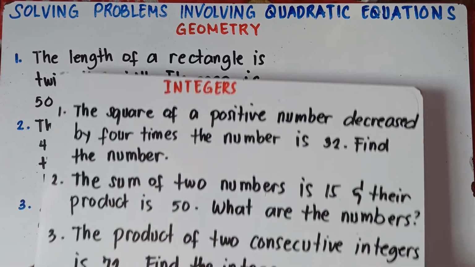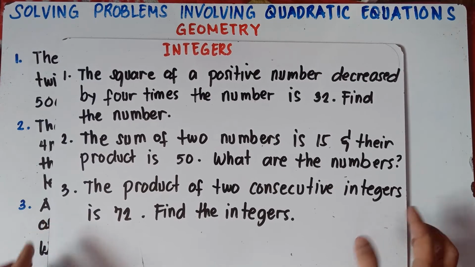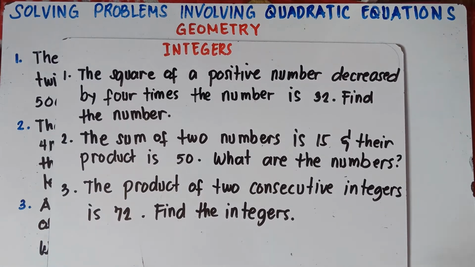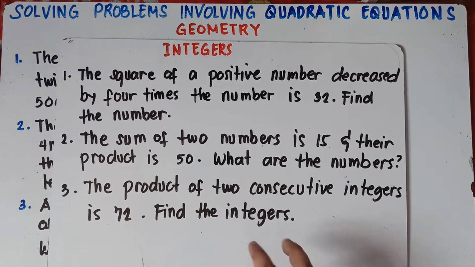The next part of our video class is still solving problems involving quadratic equations, and we are focusing on integers. For example, number 1: the square of a positive number decreased by 4 times the number is 32. You are told to find the number. Number 2: the sum of two numbers is 15 and the product is 50. What are the numbers? And for number 3: the product of two consecutive integers is 72. You are told to find the integers. Feel free to see the link in the description down below on how to solve if you have problems like this.